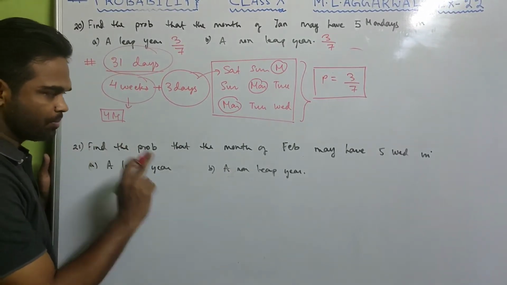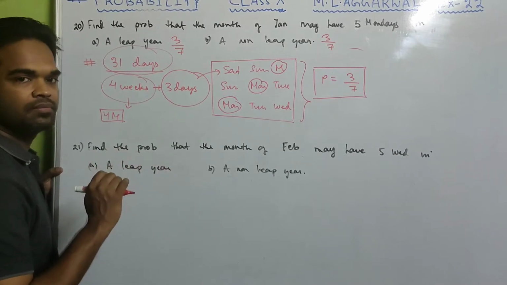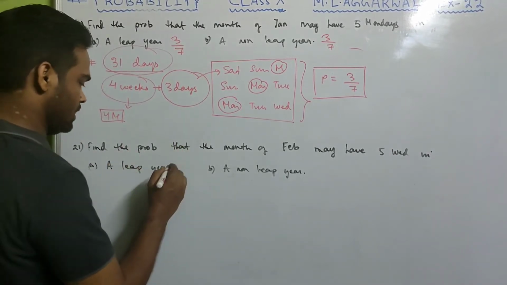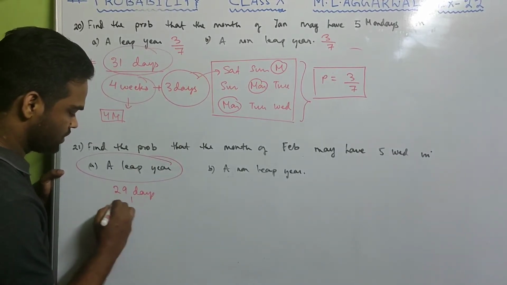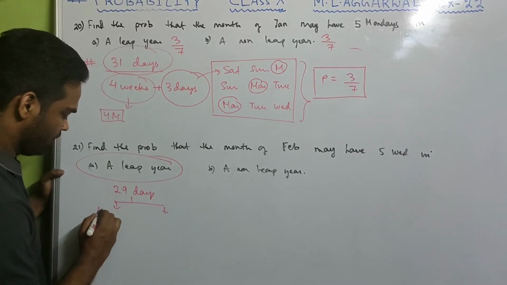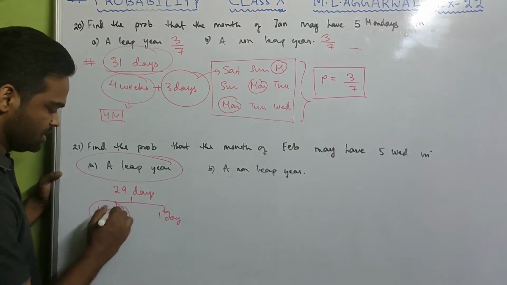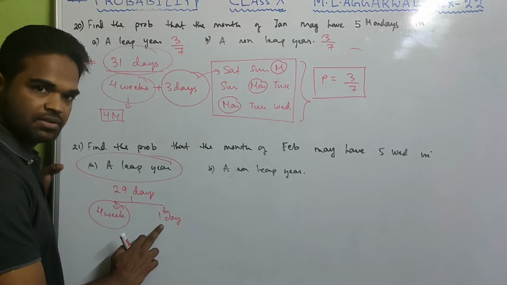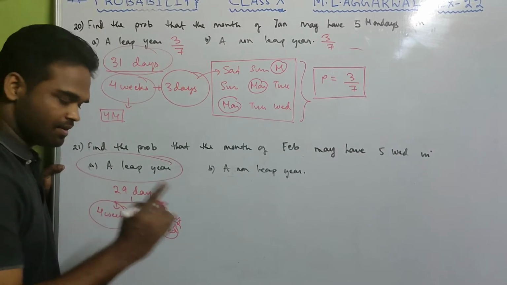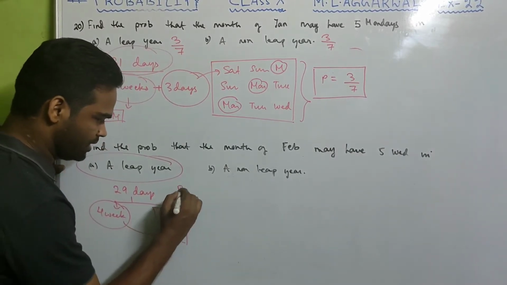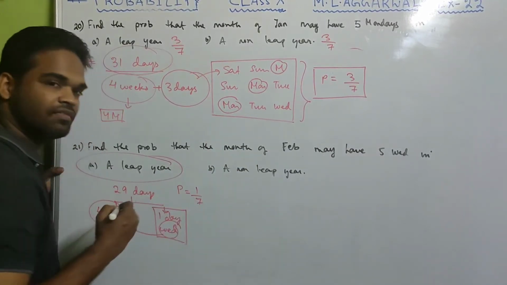21. Find the probability that the month of February may have 5 Wednesdays in a leap year and a non-leap year. Now over here, we know in a leap year, Feb has 29 days, which means it has 4 complete weeks and 1 day. So this means your 4 Wednesdays. That 1 day has to be a Wednesday so that you get the 5th Wednesday, which means the probability that there will be 5 Wednesdays in a leap year is 1 out of 7.